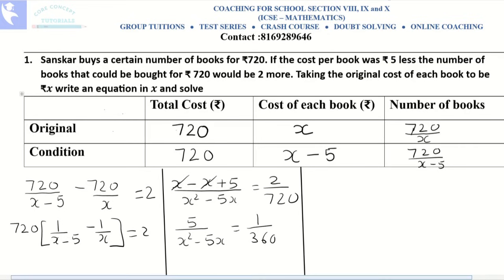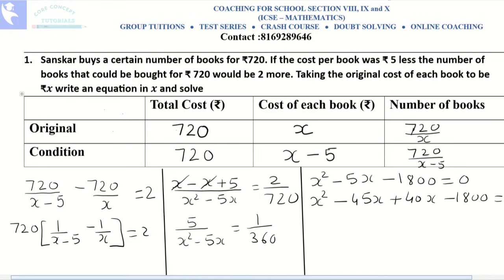I hope this is clear. Now we'll do the cross multiplication and we will reach the quadratic equation. When you solve this, you get x square minus 5x minus 1800 is equal to 0. Once the quadratic equation is obtained, it becomes very easy. Either you can solve using the formula, or you can split the middle term which you have learned in lower classes. If I split this, it comes to x square minus 45x plus 40x minus 1800. We have split the middle term. 45 times 40 is 1800 and minus 45 plus 40 gives you minus 5. When you solve this, you get x minus 45 times x plus 40.